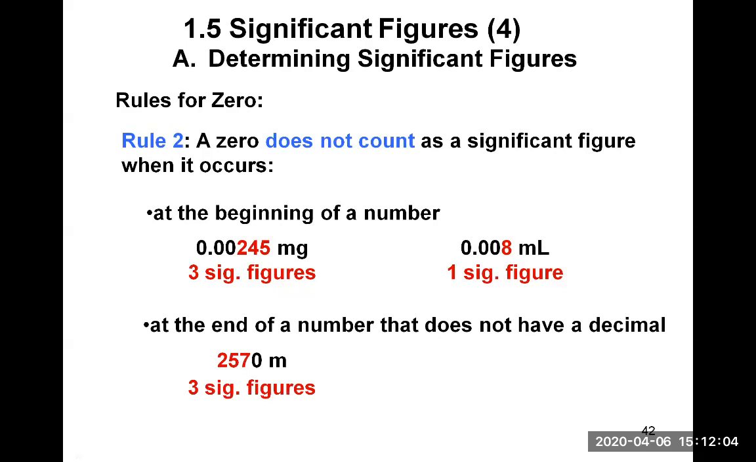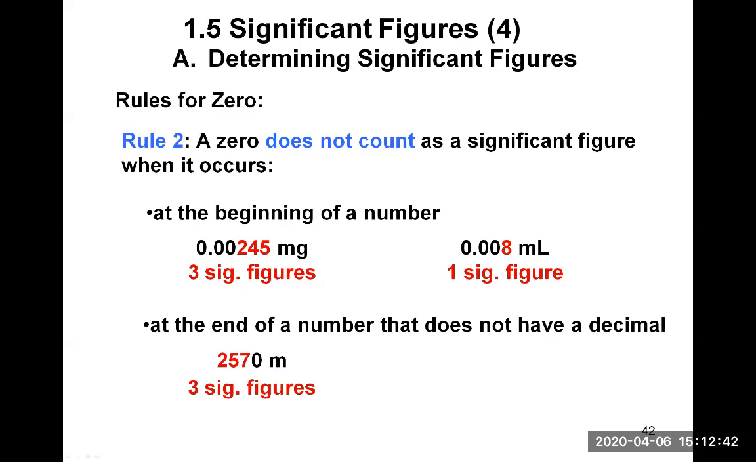Zeros at the end of a number that does not have a decimal point do not count. They are not significant. In this number, 2570, all non-zero digits are significant. And then that last zero is not significant because we do not see the decimal point. So that number has only 3 significant figures. If we were to see the dot, that would change everything because then the 0 would be significant.